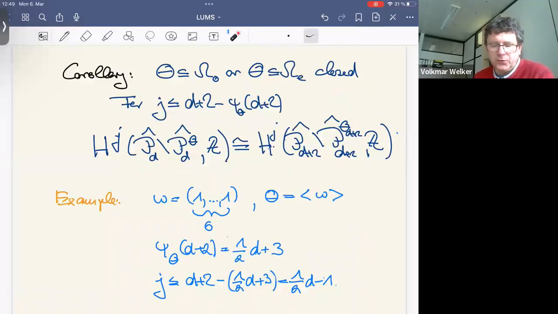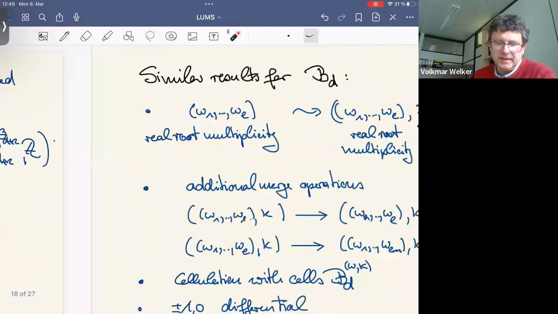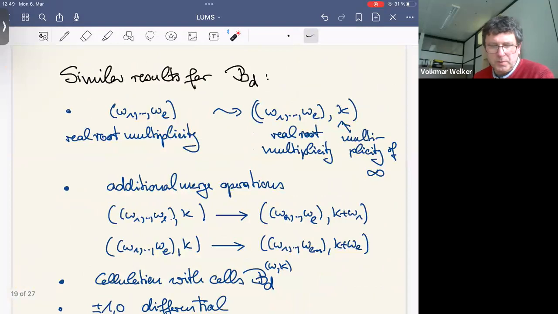And the same we get for the complement, which is just an application of Alexander duality. Of course, everything turns around: j must be larger than something, and so on. Everything is a consequence of classical Alexander duality on the sphere. And then, without wanting to say too much, we have similar results for BD, for the space of binary forms.